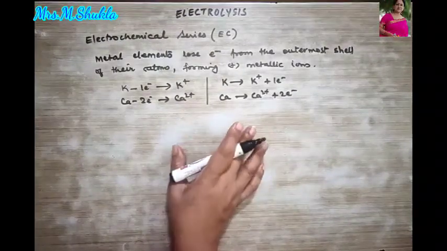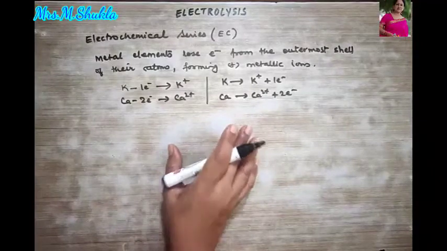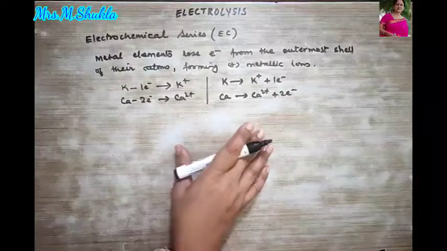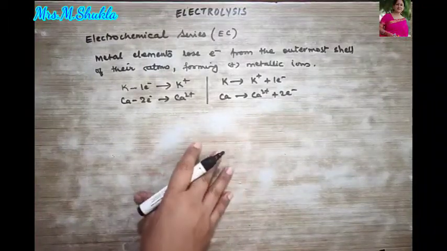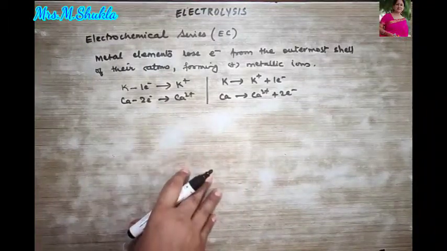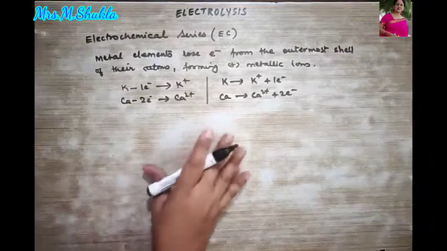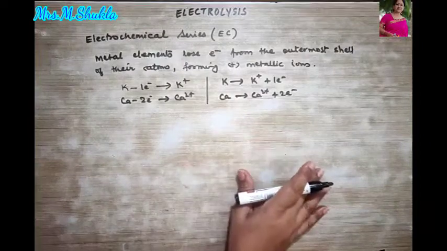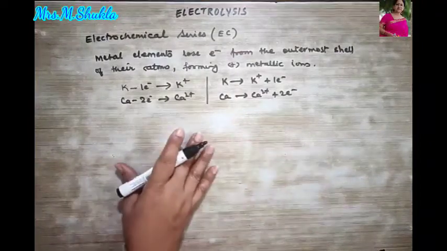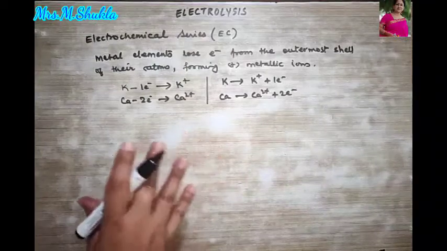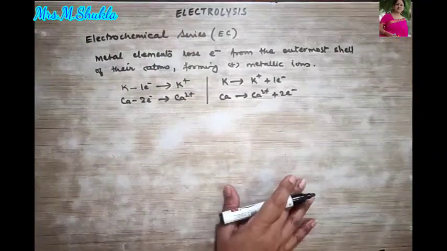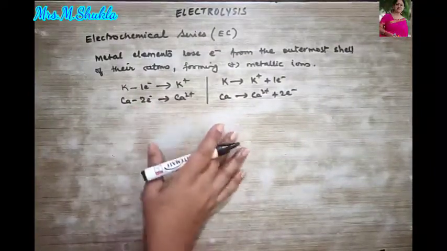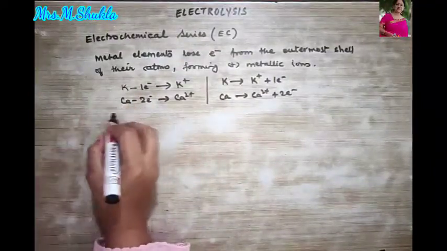So the tendency to lose these valence electrons varies from metal to metal, right? The metallic elements can be arranged hence in the decreasing order of their tendency to lose valence electrons, and this is termed as electrochemical series, right? So let us today understand the electrochemical series of the metals and non-metals. Now let me write down the electrochemical series of metals over here, then it will be easy for you to understand.